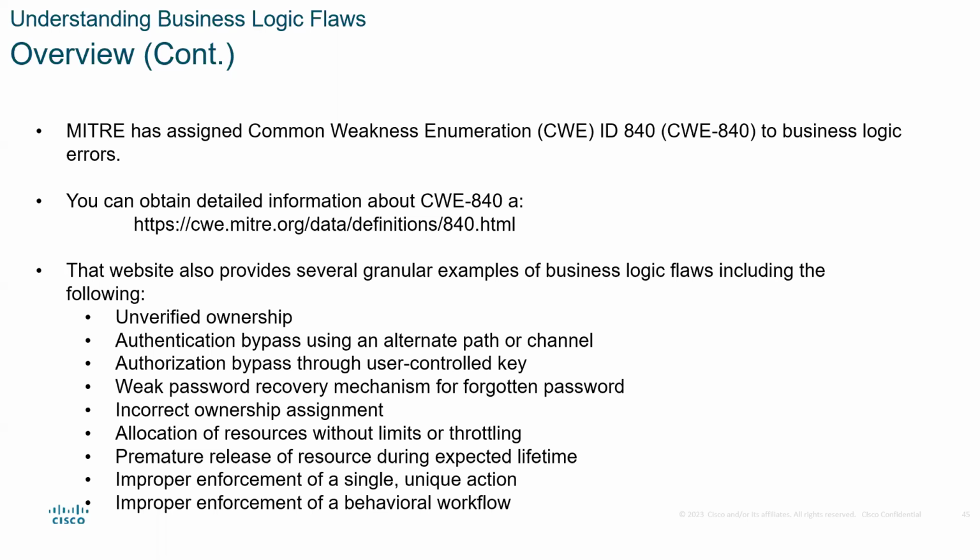You can obtain detailed accounts of the Common Weakness Enumeration, right? Typically listing what they consider the weaknesses that occur or can exist. The website also provides several granular examples of business logic flaws. These are some of them: unverified ownership, authentication bypass using an alternate path, weak password recovery mechanism for forgotten password, incorrect ownership assignment, premature release of resource during expected lifetime.